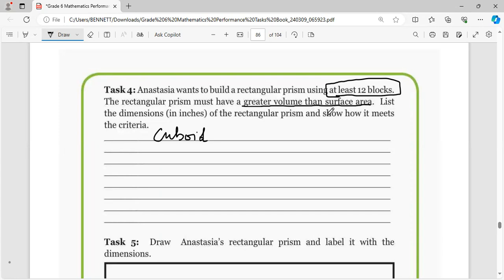2 times 3 times 6. Sure, the prism is like what the blocks are going to be in, right? No, that's the cuboid. So basically, guys, in a long story short, you have to create a cuboid with the volume greater than the total surface area, and it must be at least 12 blocks. Oh, so it can be more than 12 blocks? Yes, that is it. It can be more, but not less. Okay.